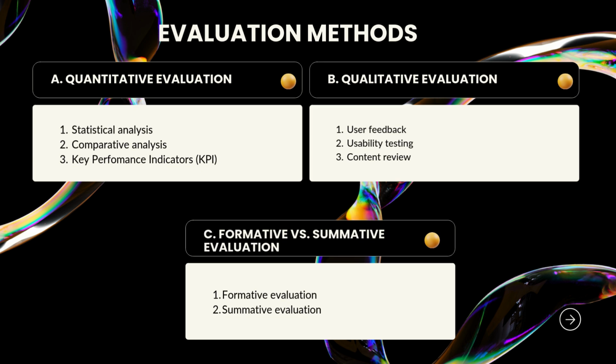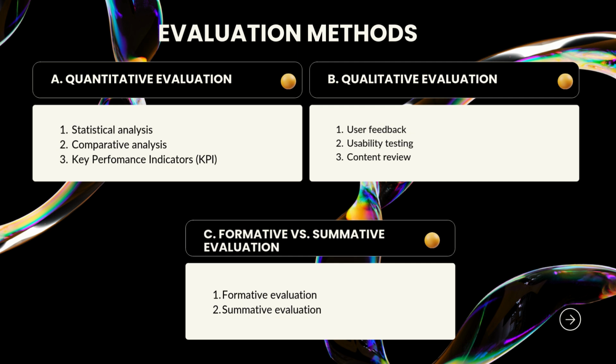For example, librarians may compare the number of downloads this year with last year to see whether usage has increased. KPIs such as system uptime, number of active users, or average response time help measure performance in a clear and objective way. Next is qualitative evaluation.